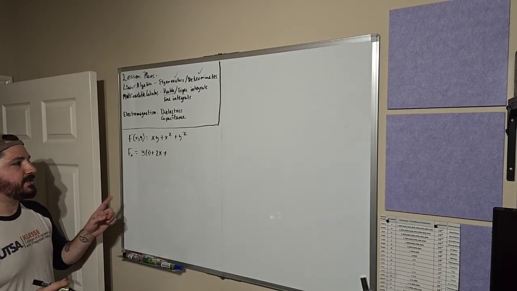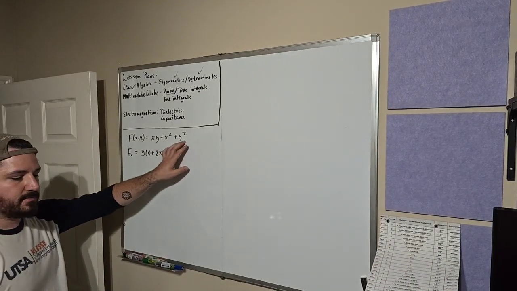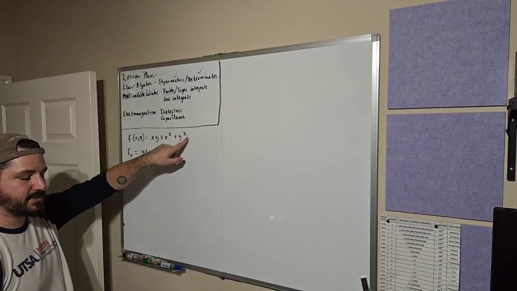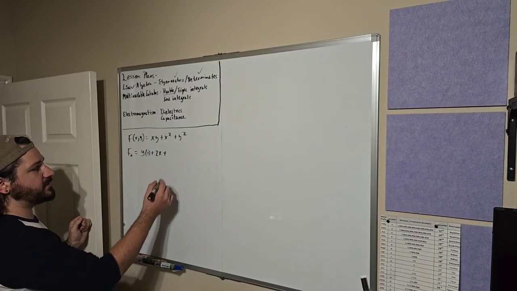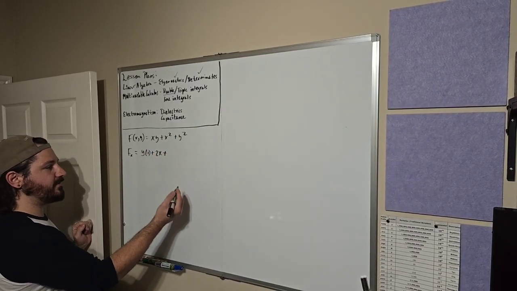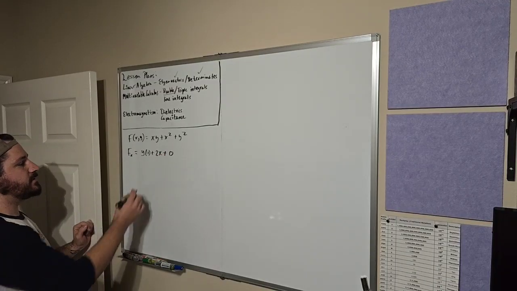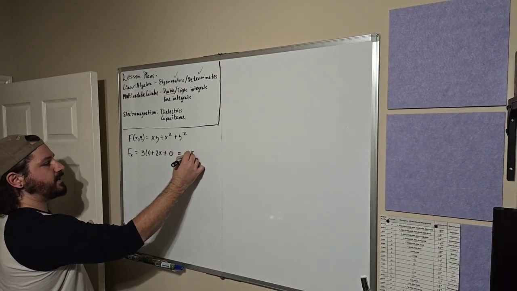Now here's where it gets interesting. This y squared is a constant, but there's no x attached to this constant. So when you take the partial derivative of this y squared with respect to x, it's just a constant. The derivative of a constant is 0. So in this case, this one equals 2x plus y.